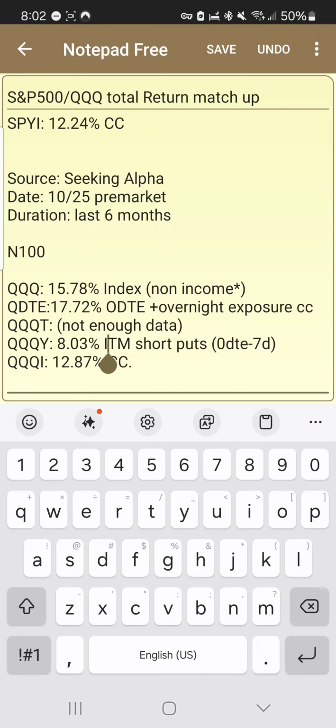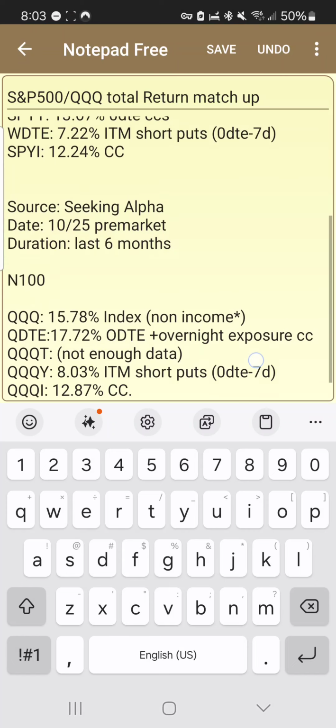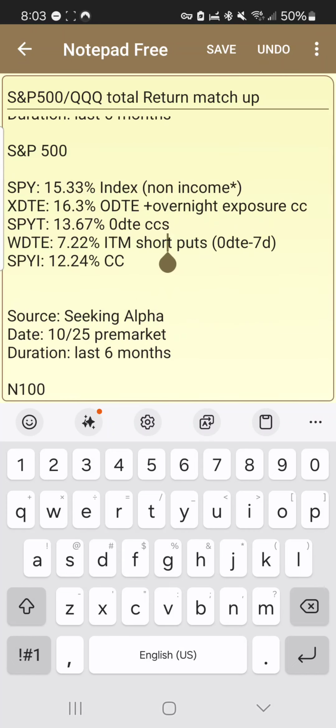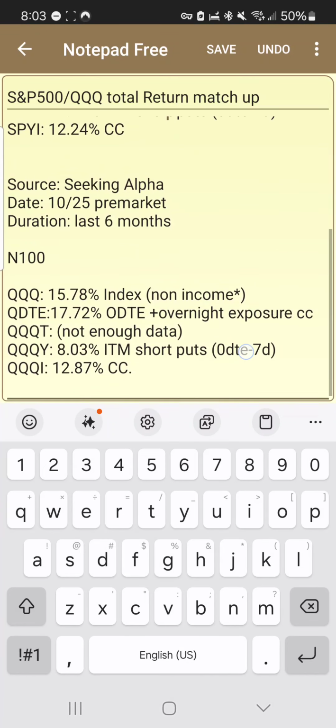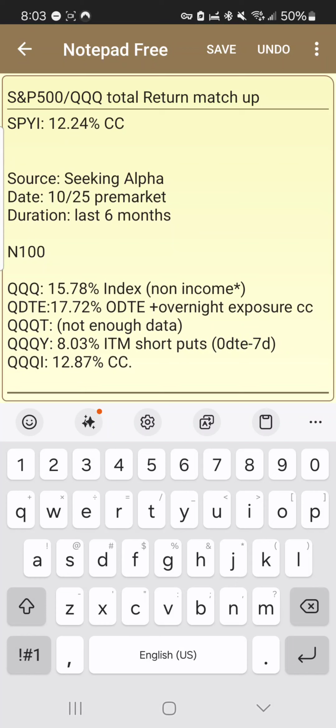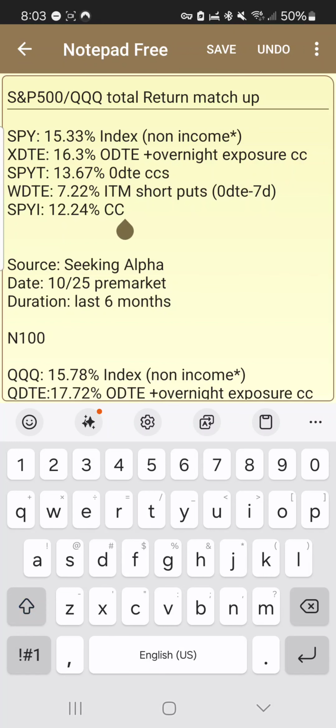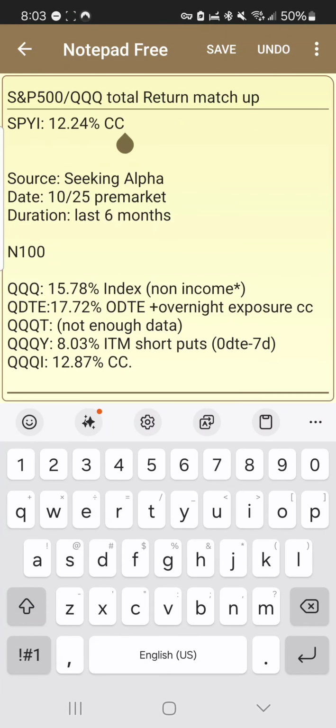QQQY, which we mentioned is a different family of the Defiance funds that does in the money short puts, 8.03%, better than their S&P 500 counterpart, which we understand because the Nasdaq tech sector has more volatility, so I'd expect more premium. And then again, the NEOS product, 12.87%, better than their S&P product at 12.24%, but still relatively underperformed compared to the other funds based on this Seeking Alpha metric. Maybe there are other metrics out there, but this is the metric that I'm using.